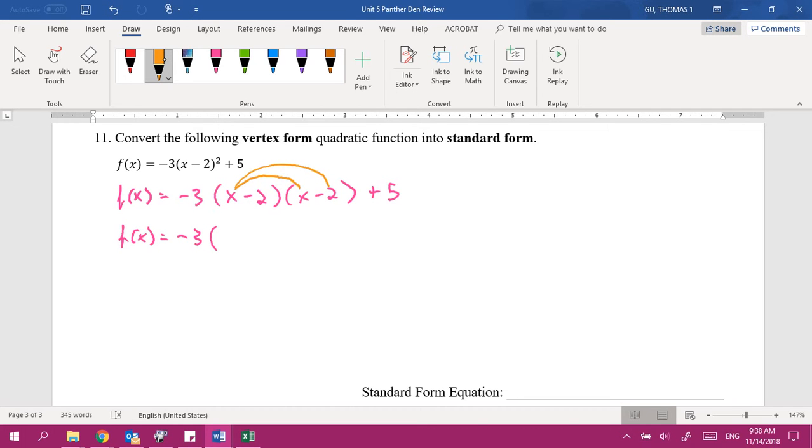This -2 now needs to multiply to the x, and it also needs to multiply to the -2 in the back. Yeah, it makes a moon. That's what I tell my kids. It makes a moon or a croissant. So there you go. All right, so now let's multiply it.